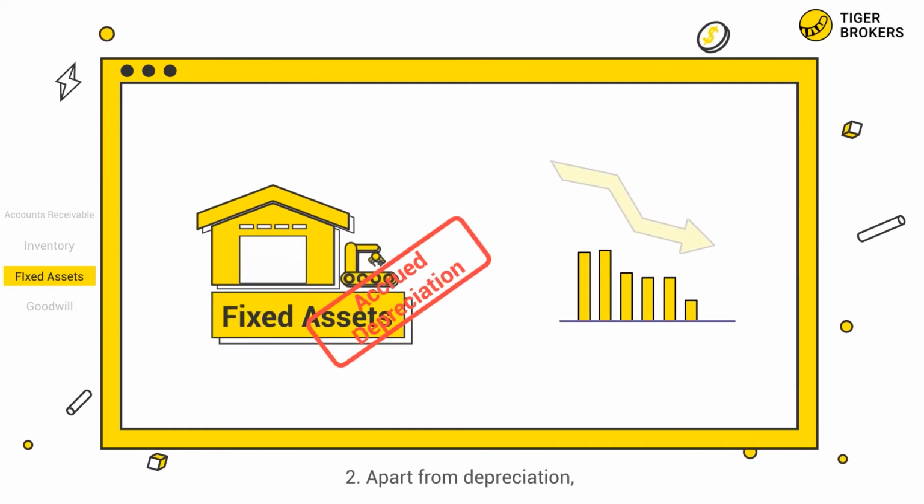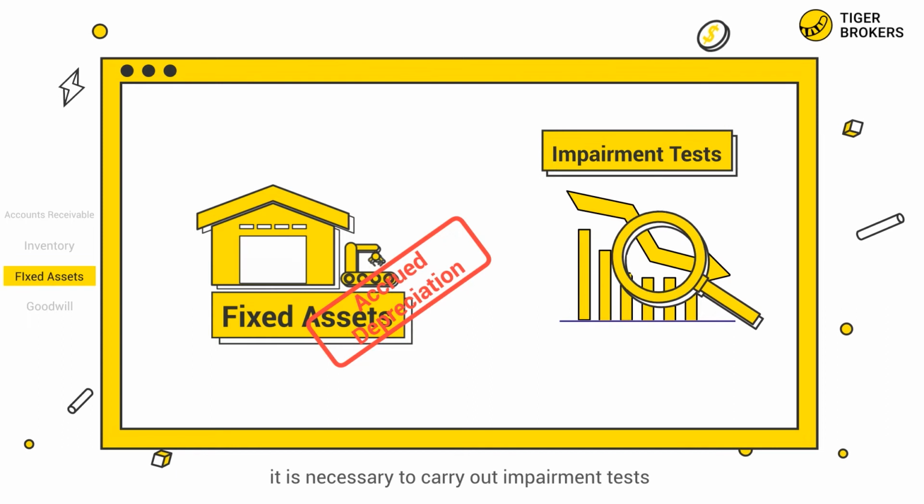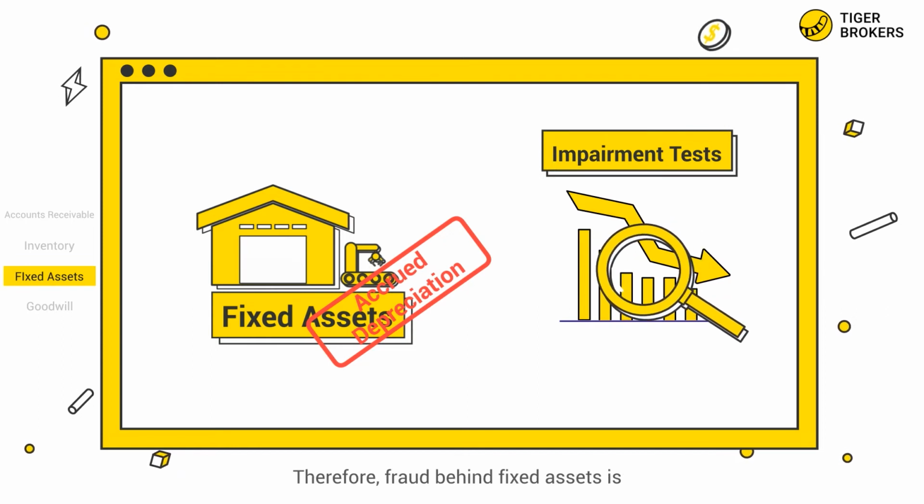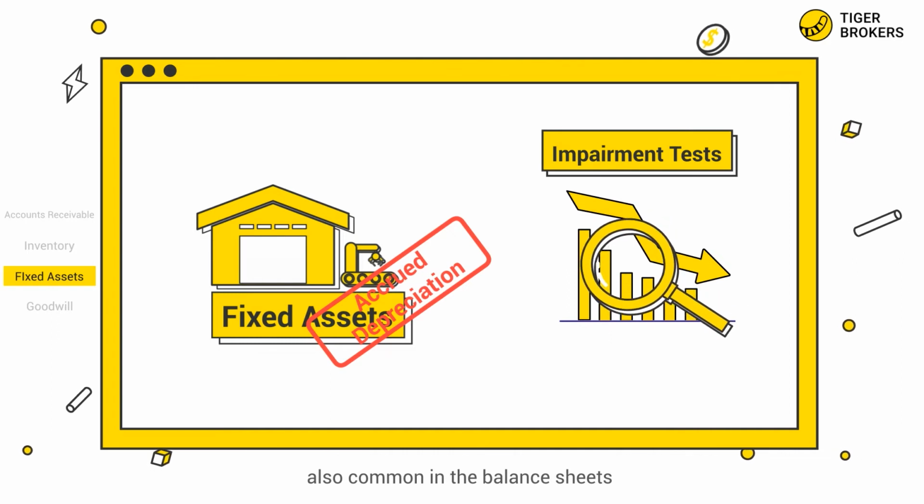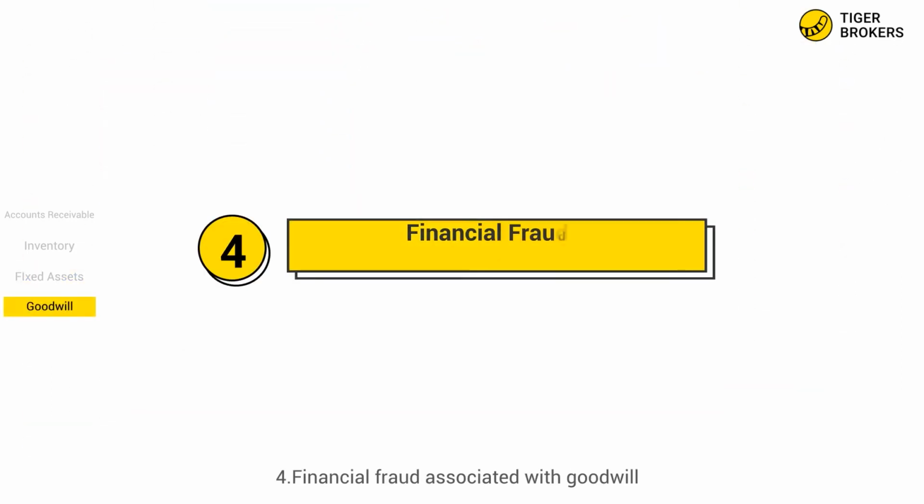2. Apart from depreciation, it is necessary to carry out impairment tests. Therefore, fraud behind fixed assets is also common in the balance sheets. 4. Financial fraud associated with goodwill.